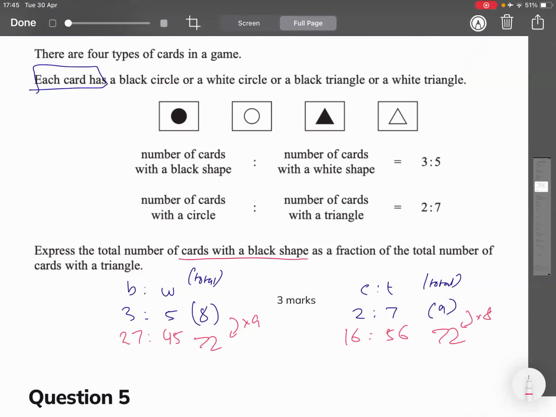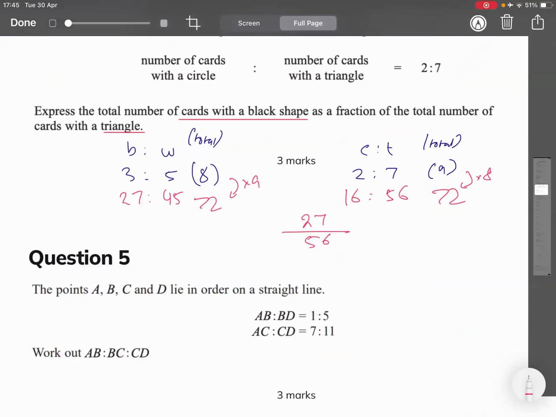How many cards are black as a fraction of how many cards are triangles? So we have 27 black shapes and 56 triangles. So that's your answer. Makes more sense now, right?